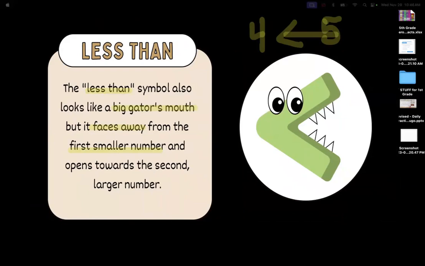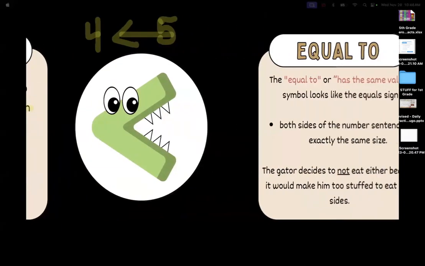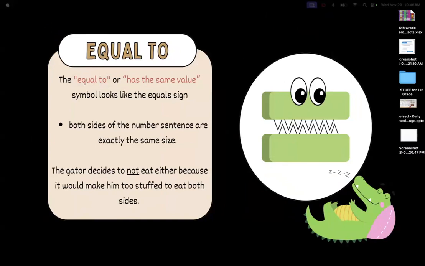He's going to eat the bigger number, okay? So let's look at this. Equal to, this is what you're going to be learning today in your lessons. It's going to be a little different, but have the same value. So equals exactly the same, kind of like we talked about and Quinn brought up in her game. 5 equals 5 because 5 is the same as 5. Yep, 5 is the same as 5.